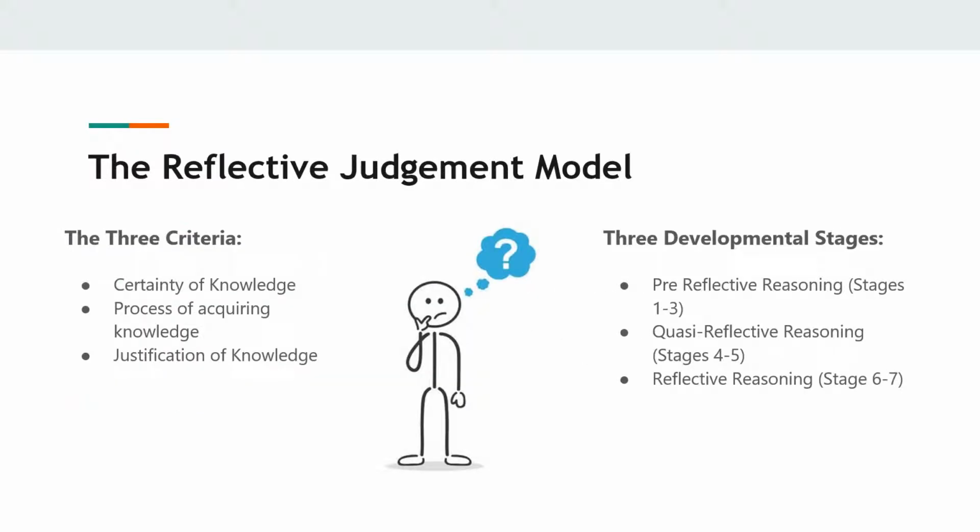The reflective judgment model can be broken down into 7 stages. Each stage is distinct from one another, but they are all related. In each of these stages, students use 3 criteria to reach conclusions. These criteria are certainty of knowledge, process of acquiring knowledge, and justification of knowledge. Although these criteria are in each stage, they are applied differently in each one. These stages are then grouped into 3 broader categories: pre-reflective reasoning, quasi-reflective reasoning, and reflective reasoning.